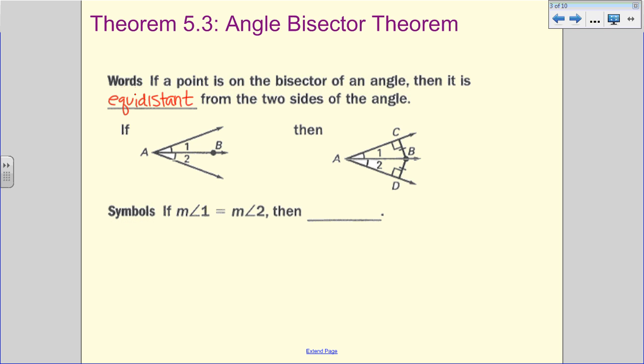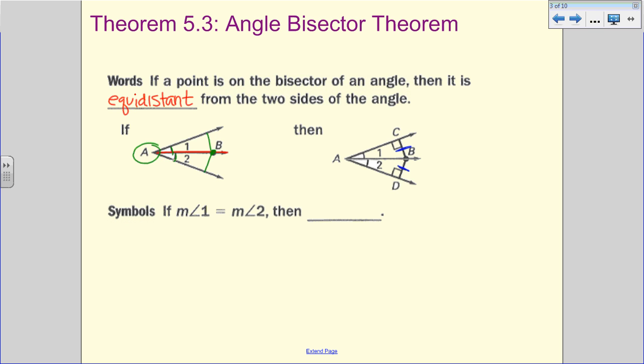So if we look at the picture of that, we have this angle bisector, and we have point P on that. And so what we're going to talk about is the distance from B to the top ray and then B to the bottom ray. What we've done here is we've created two congruent angles. So we have angle 1 and angle 2 because we bisected angle A. So then it means it's equidistant from the two sides. So that means BC is congruent to DB.